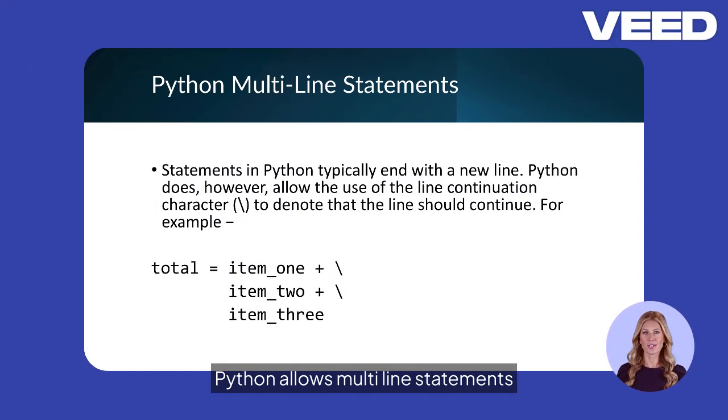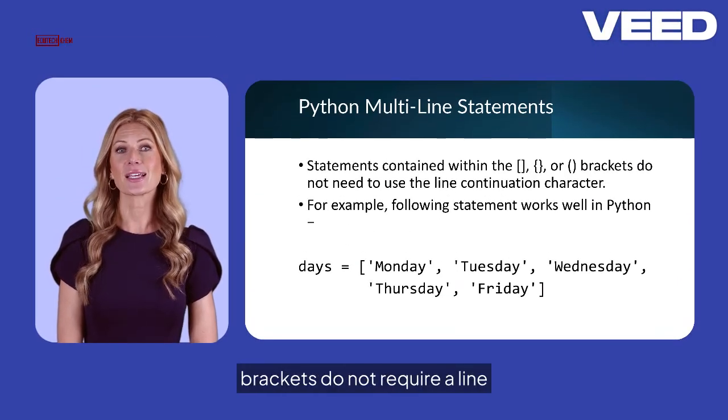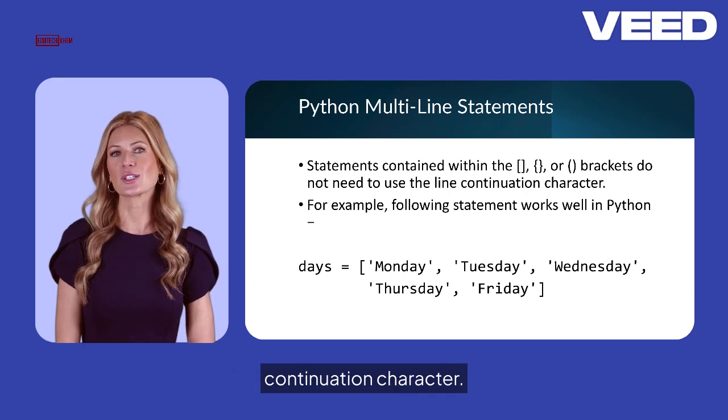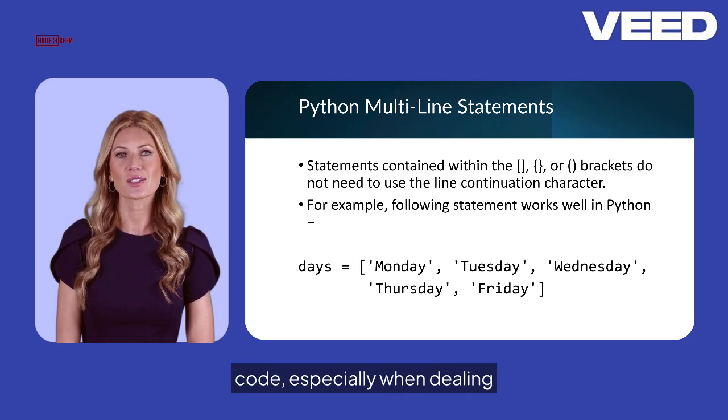Python allows multi-line statements using a backslash character. This feature is useful for breaking long lines of code into more readable segments. In Python, statements within brackets do not require a line continuation character. This allows for clean and organized code, especially when dealing with lists or dictionaries.